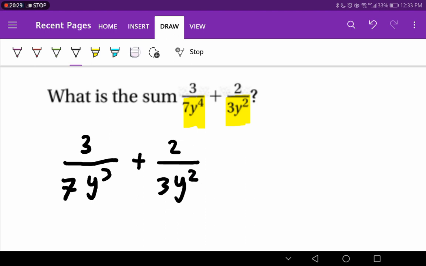Okay, so I have a problem here. Yes, as you said, Mr. Souhib, the bottom is y to the power of 4. Very important to copy correctly. Now, I always start with the coefficient of the bottom part. I have 7 and I have 3.